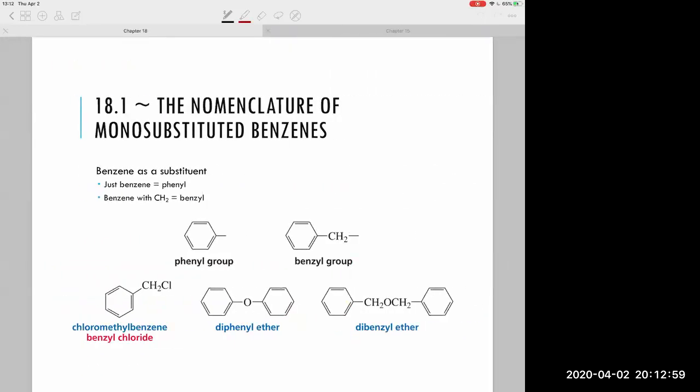So when the benzene is part of the parent chain, the name ends in benzene. If it's a substituent off of the parent chain, then you're going to have to refer to it as either a phenyl group, which is when it's just the benzene ring, or a benzyl group, which is when there's a carbon connecting it to the parent chain. So let me show you what I mean by this.